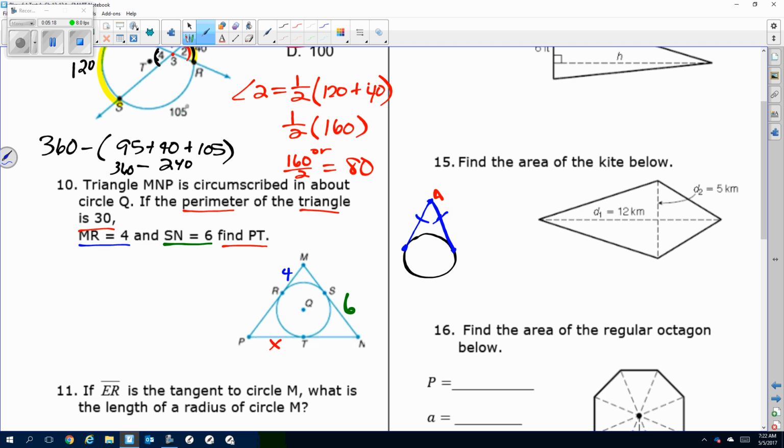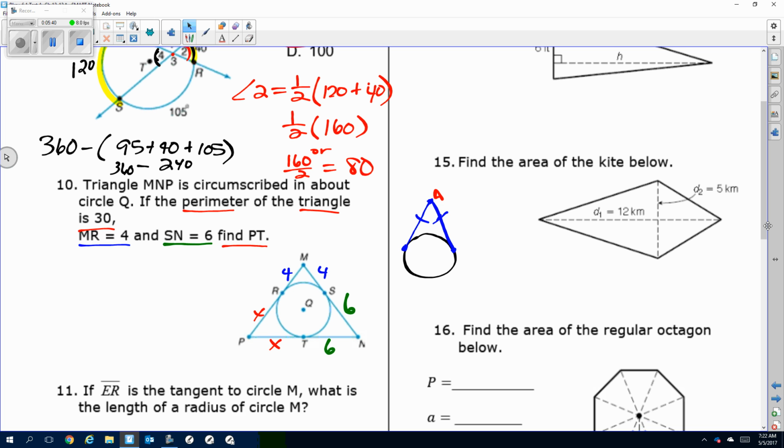So what you needed to realize is that MR and MS are the same. If I give you one, you should write and label the other. So who else is the same as SN? Exactly, NT. That's 6 right there. And I'm trying to find PT, but PT is going to equal PR, so I'm going to put an X there too.